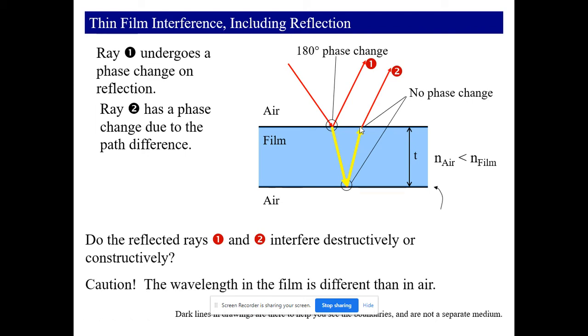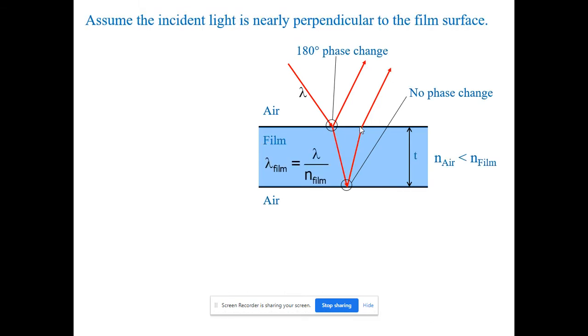Now the wavelength in the film is different than in air. This is definite. So assume that the incident light is nearly perpendicular to the film surface. So lambda is there obviously, but the wavelength will be different in this film. So lambda film will be lambda upon n of the film, where n is the refractive index.